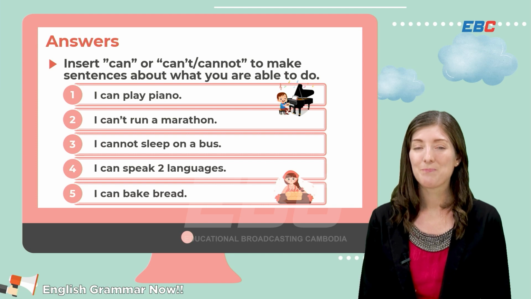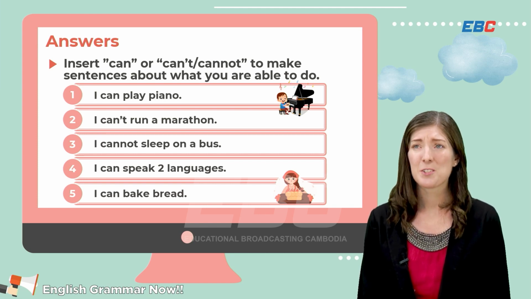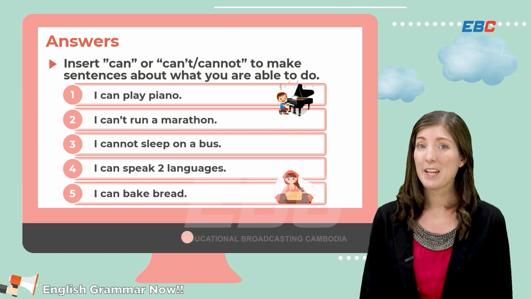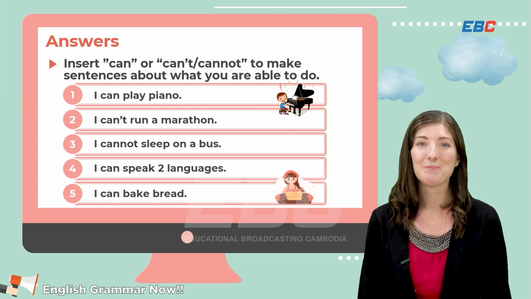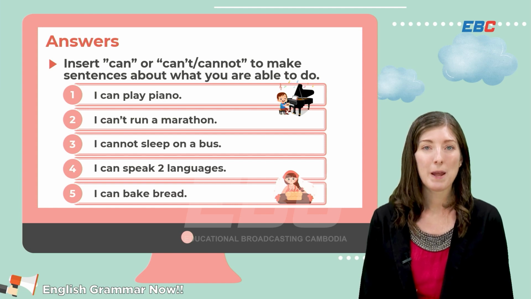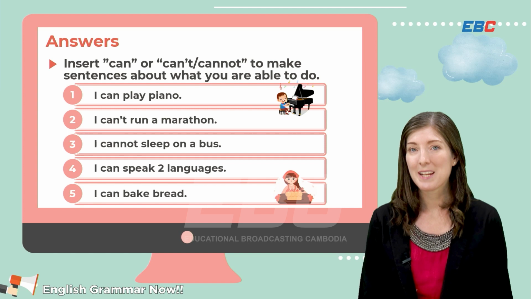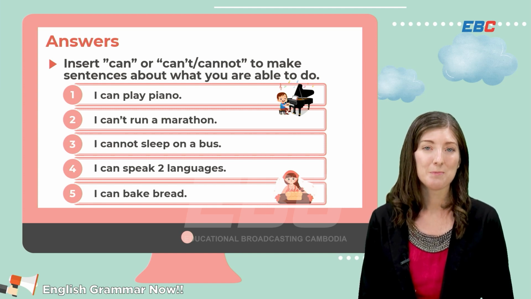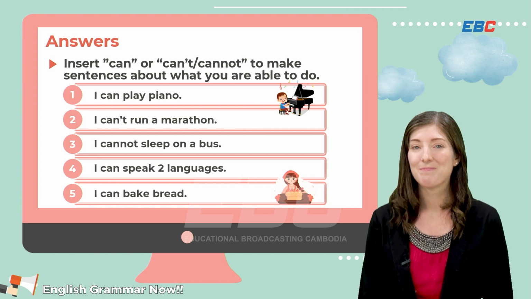Number 3, I cannot sleep on a bus. There's too many noises. Number 4, I can speak 2 languages, a little. And number 5, I can bake bread. I hope you are able to make sentences about what you can or can't do using these 5 verbs.